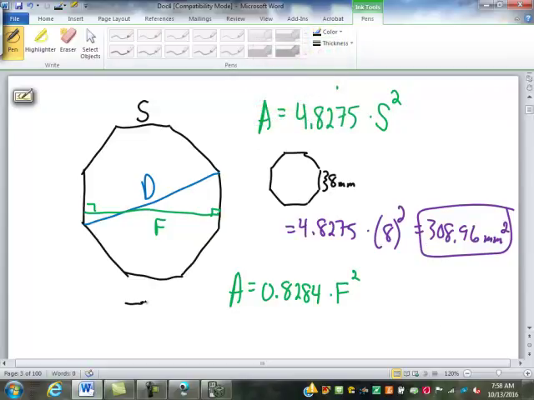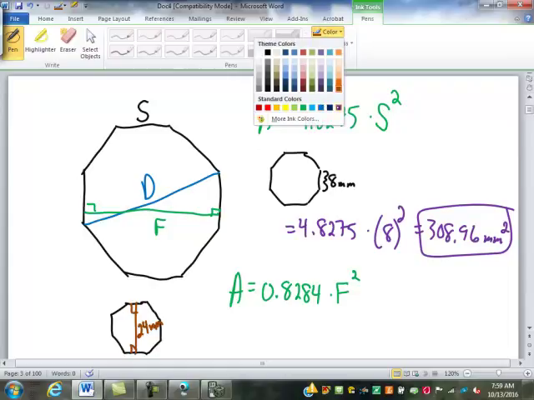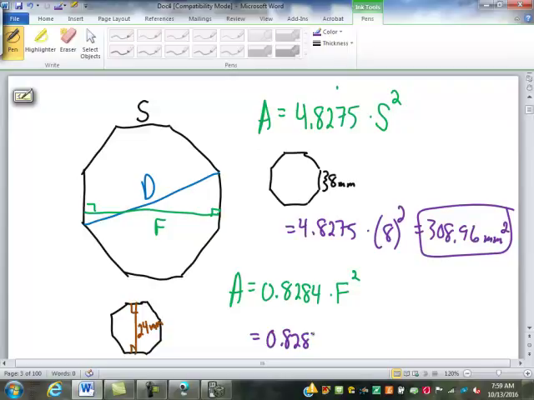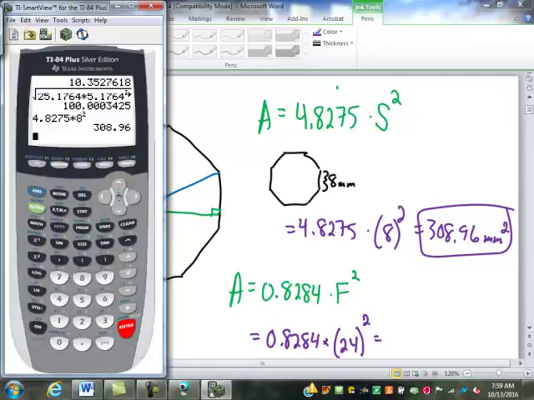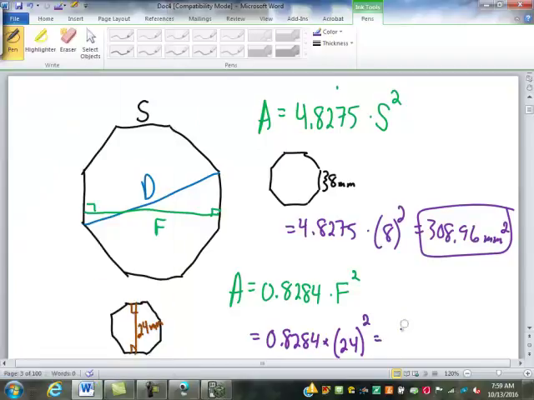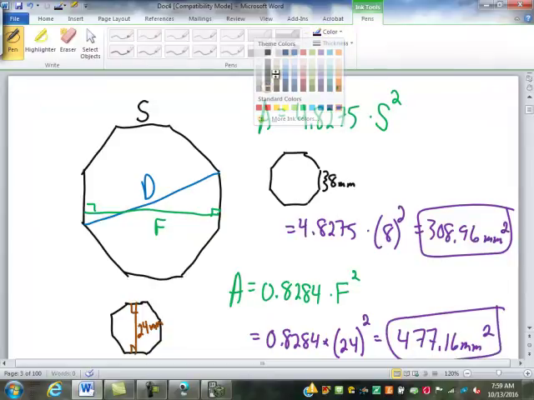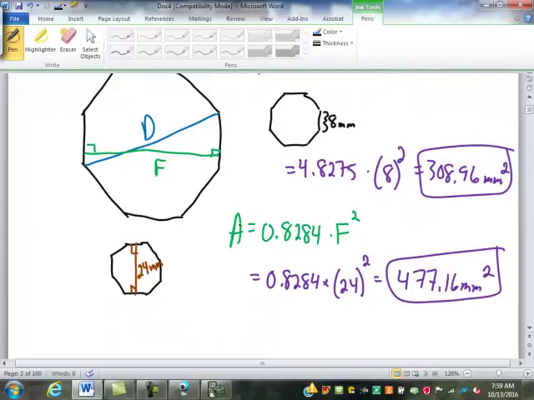So if I have an octagon, let's say I measure it with a caliper, side to side, and I find that the distance across there is 24 millimeters. So the area of that is going to be 0.8284 times 24 squared, which is $477.16 millimeters squared. That's the area. That's the number that I had to give you.